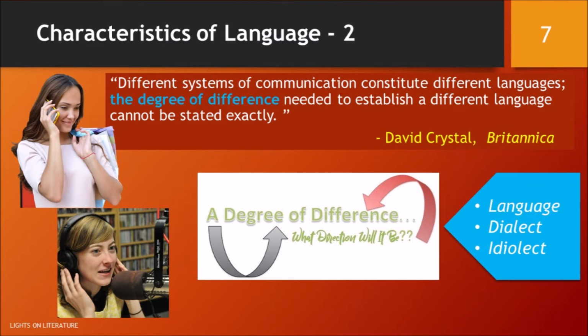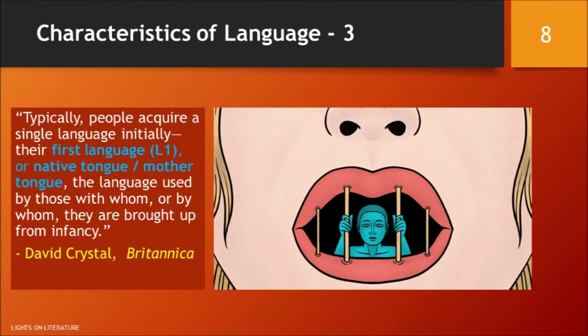There might be different systems of communication of the same language, which might hamper but do not prevent mutual comprehension, and they are called dialects. And you might recognize individual specific language patterns, which are called idiolects. Typically, people acquire a single language initially, their first language, or native tongue, the language used by those with whom or by whom they are brought up from infancy. Your mother tongue is a natural language you learn. Any language you learn by using some effort becomes an acquired language.